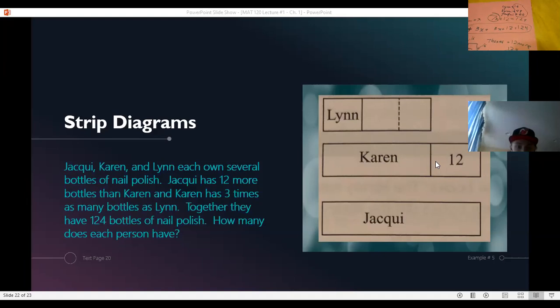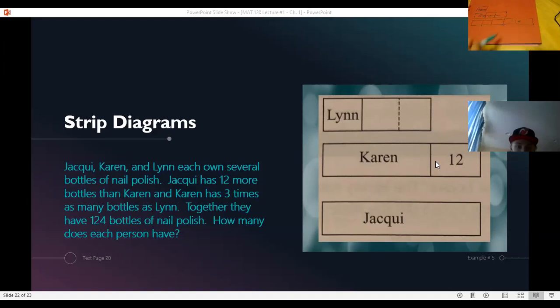This is a great case of how to use strip diagrams for 3 quantities, and that comes about when you're doing your practice. I think I'd like to just write that one more time to make it really clear for everybody, and just go through it one more time. We're going to start by talking about Lynn. Lynn is going to be 1 block. Then we're going to talk about Karen. Karen is actually 3 Lynns, as we're told. So this is Karen, right? And then we're going to talk about Jackie, which is Karen, which is 3 Lynns plus 12.